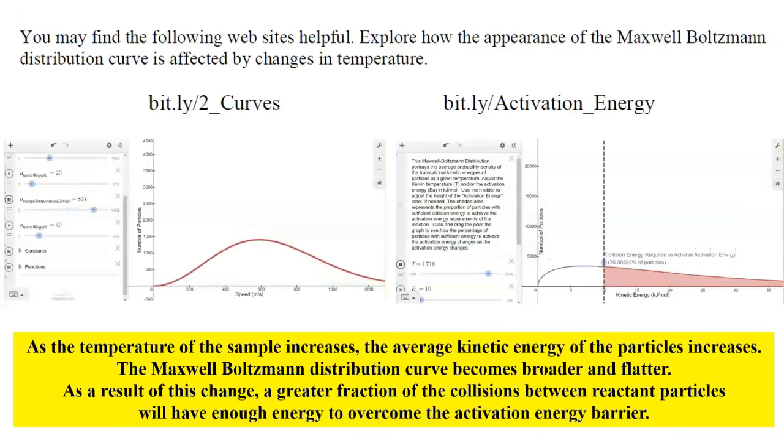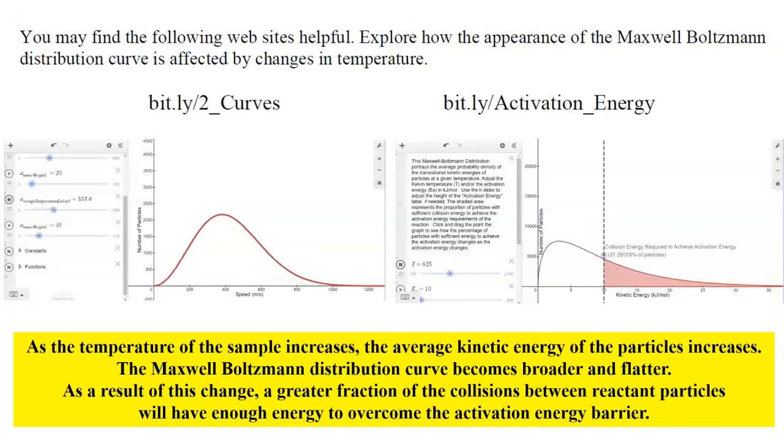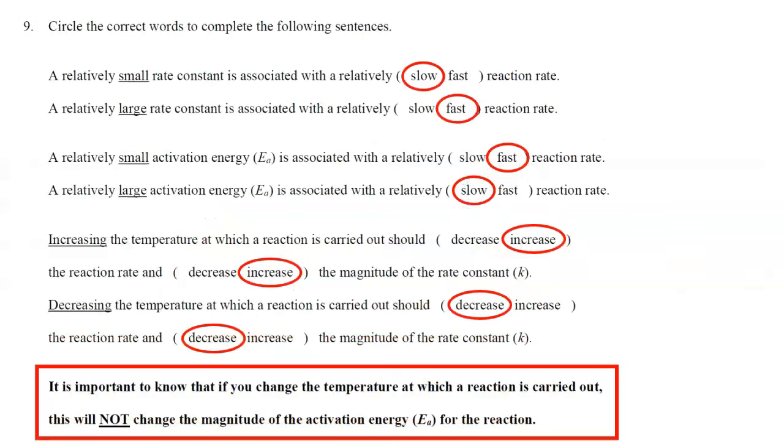So that dashed line is not moving at all when the temperature increases. On this next slide, I just remind you of that fact. At the bottom of this slide, it says, it is important to know that if you change the temperature at which a reaction is carried out, this will not change the magnitude of the activation energy for the reaction. So this slide also was from that video for topics 5.4 to 5.11.